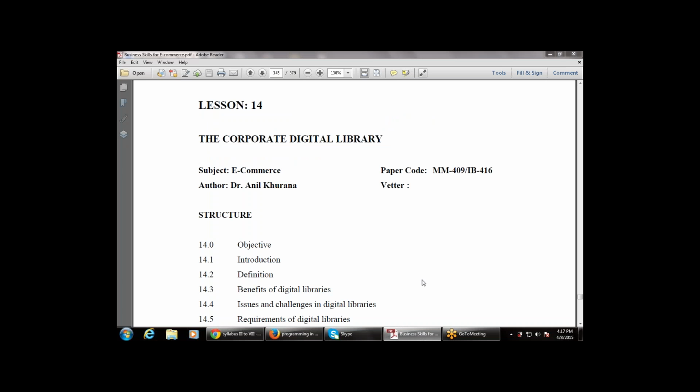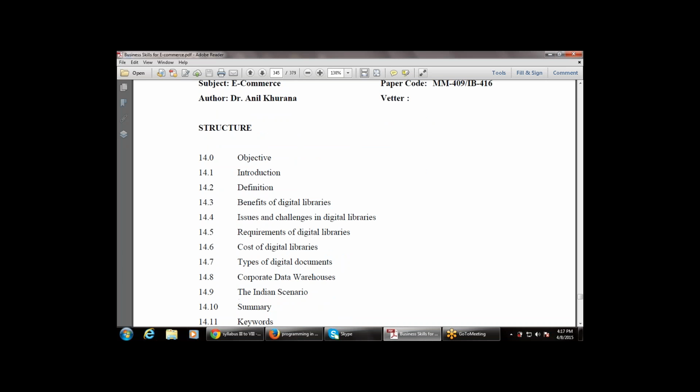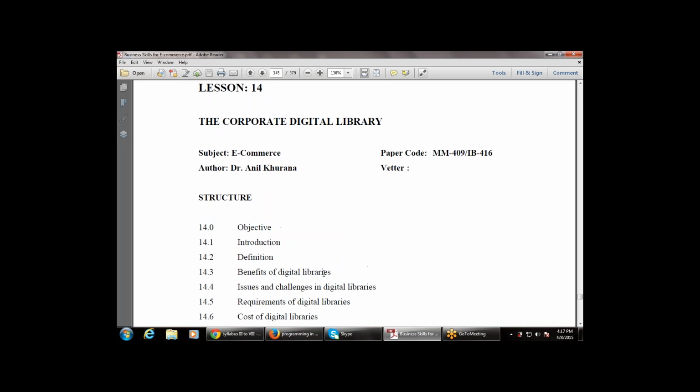Today I am going to continue with the same module, Business Skills for E-Commerce, and Chapter 14, the Corporate Digital Library. We started this chapter in the last class and finished approximately 6 to 7 topics. Today I'm going to start the next part of Chapter 14, that is the preservation part of digital or corporate digital libraries.